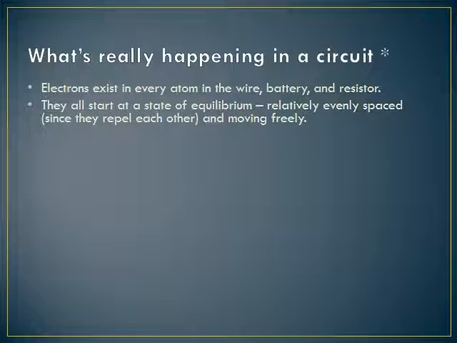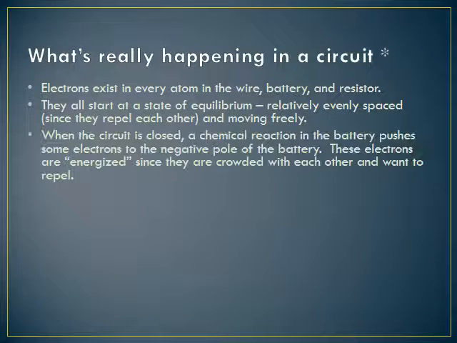Before the battery is plugged in, those electrons are all at a state of equilibrium, which means they're evenly spaced from each other, right? Electrons want to repel other electrons, they're attracted to the protons, so they kind of are spaced out evenly throughout the circuit. And they can move around because everything in a circuit is a conductor, which means that they can move from one atom to another, but then some other electron is going to come in and replace it.